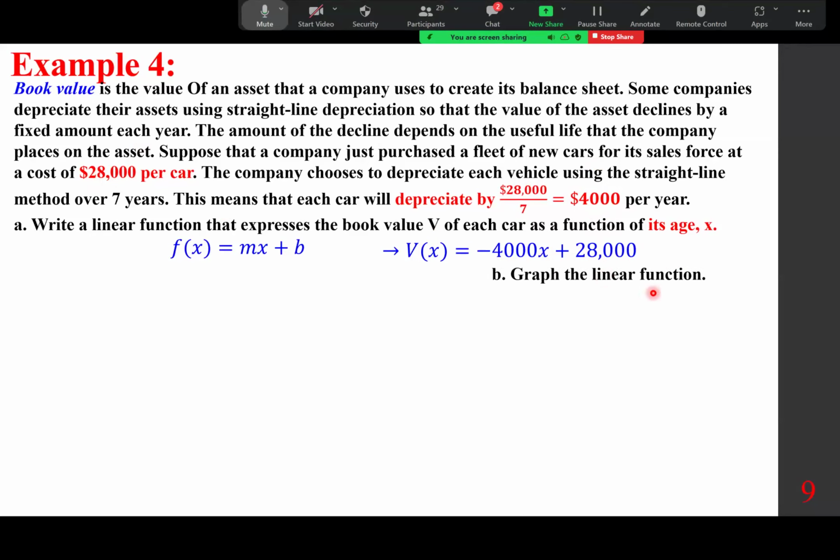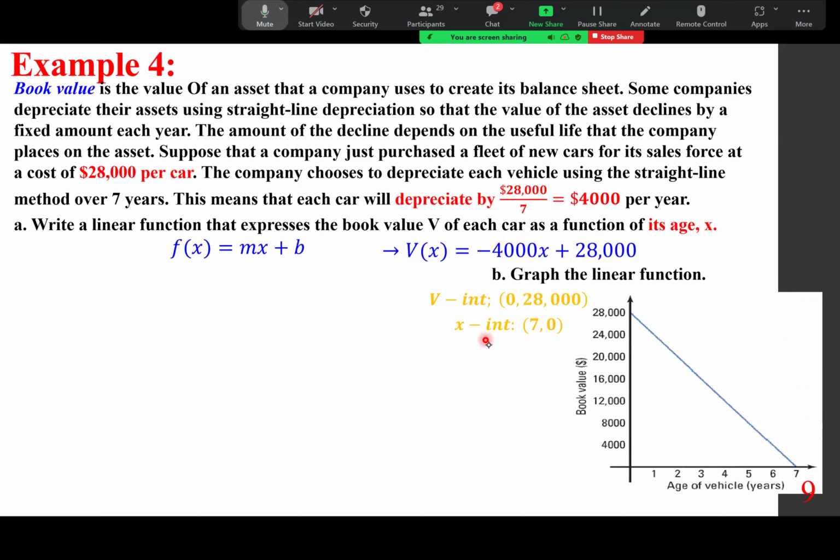So graph the linear function. The y-intercept, and now we're going to call it the v-intercept, is this amount, (0, 28,000). The x-intercept: if you set this equal to 0, 7 will give you 0. So (7, 0). Those are the two pairs, (0, 28,000). It's not the b-intercept now, it's the v-intercept. And of course, if you set this equal to 0, x becomes 7, that's the x-intercept.